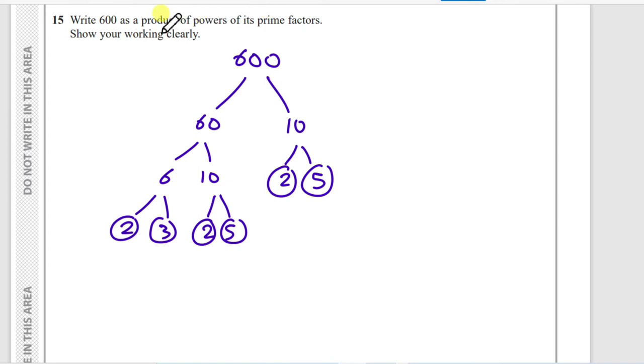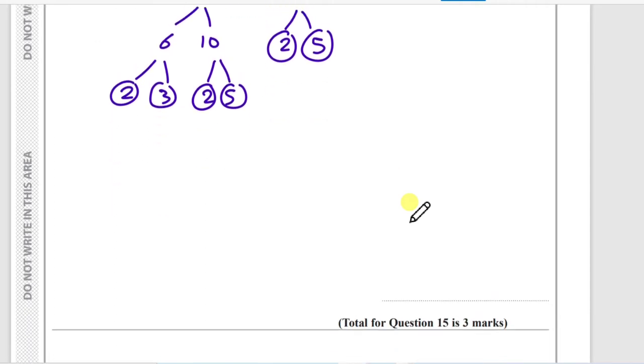Now they said they want it as a product of powers. So what that means here, you just count how many of each number there is, yeah? So let's do it here. So we say 600 is the same as 2 times 3 times 5. And for the powers, we want to write powers of how many we have.